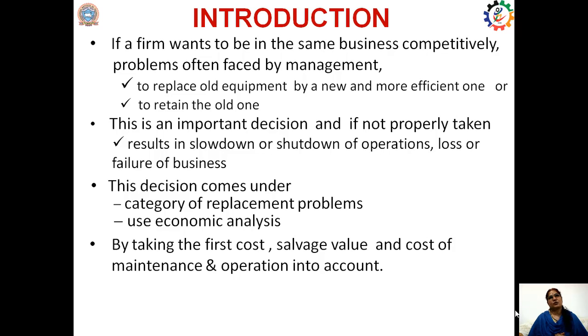So what are the costs considered? The first is the first cost, nothing but the purchase cost of the equipment. Then the salvage value on disposal of the equipment. Some may be meager, but some amount will be obtained into the pocket of the owner of that asset, which we call the salvage value. And then the operation and maintenance cost, which will be incurred every year to keep the equipment in good condition.